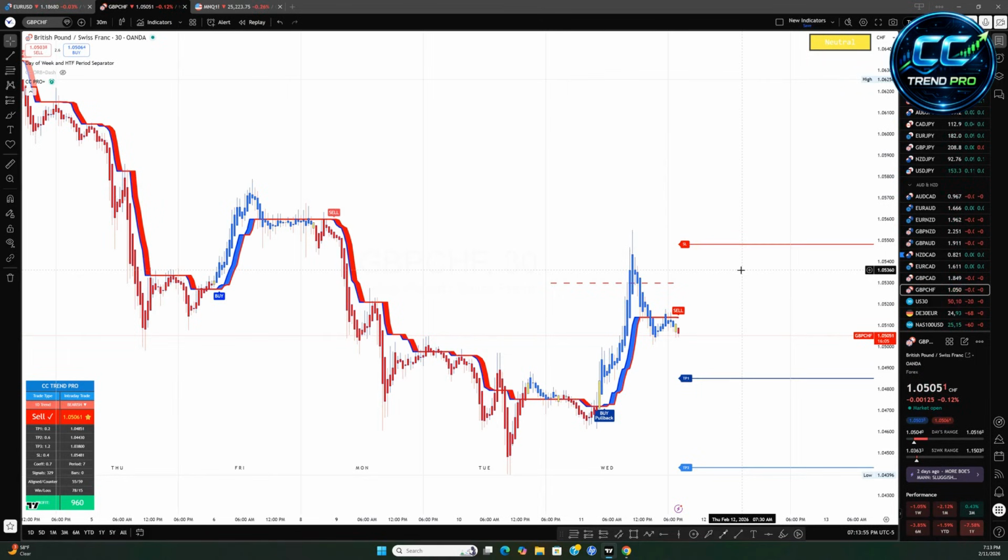Winning setups using the CC Trend Pro. So with the CC Trend Pro, it is all based off of trend, okay, to help you follow the trend. Now you will also take counter trend trades, but let's talk about how we can be in alignment with the market. So for an example, we had GBP CHF, right?